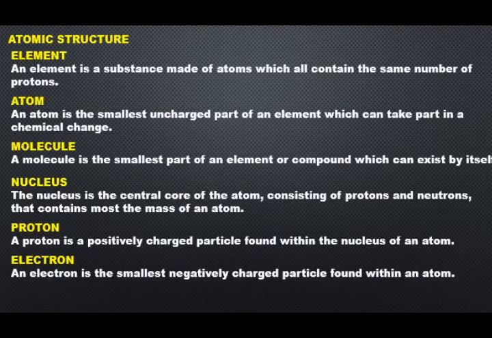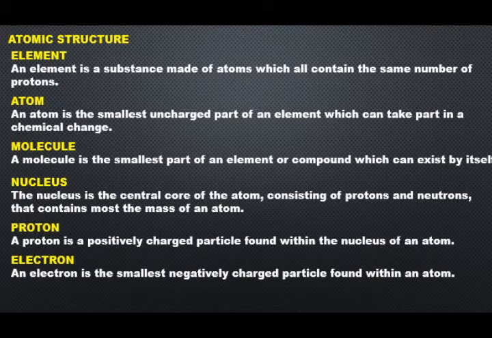Atomic structure. Element. An element is a substance made up of atoms which all contain the same number of protons. Atom. An atom is the smallest uncharged part of an element which can take part in a chemical change. Molecule. A molecule is the smallest part of an element or compound which can exist by itself.